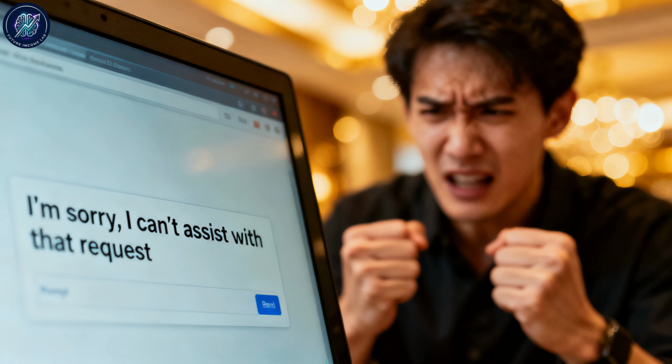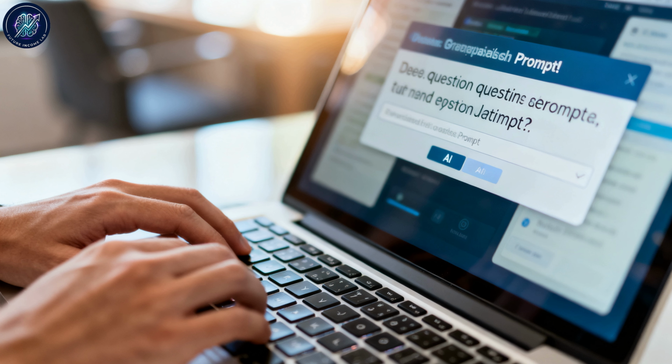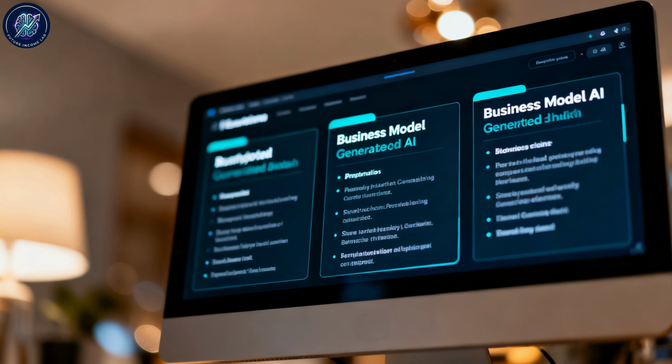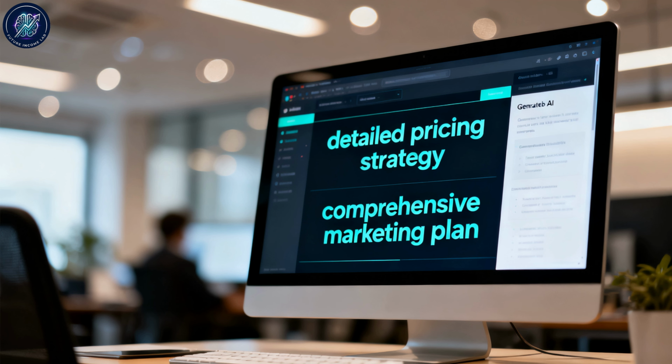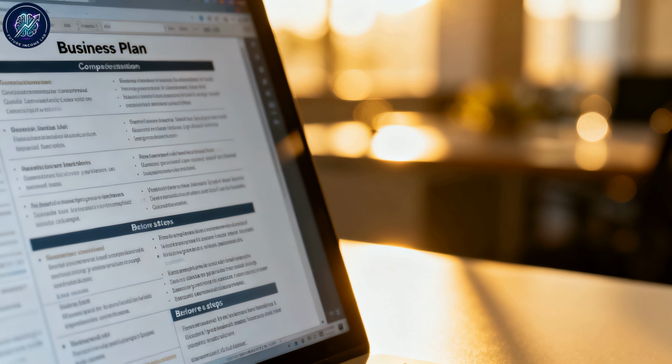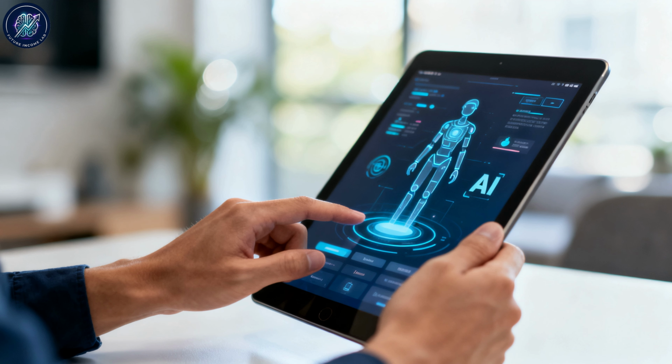Takeaway number 4. Use step-by-step prompting, also known as the chain of thought method. Beginners often say, "Write me a full business plan," and get poor results. Smart users break it down. Step 1. Ask me 10 questions about my business idea. Step 2. Based on my answers, generate 3 business models. Step 3. Now create a pricing strategy. Step 4. Now create a marketing plan. Step 5. Now write the full plan. This is breaking a big task into smaller steps. AI performs best when treated like an assistant, not a magician.